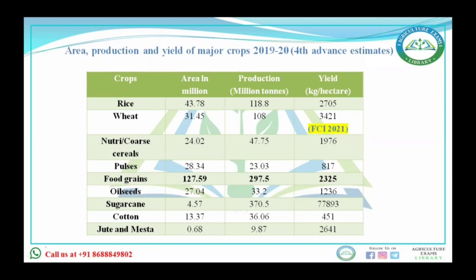Like this, you can see the others also: oilseed, sugarcane, cotton, jute and mesta. It is not necessary that I should read all the data. I've already shown it on your screen. You can see it from there.